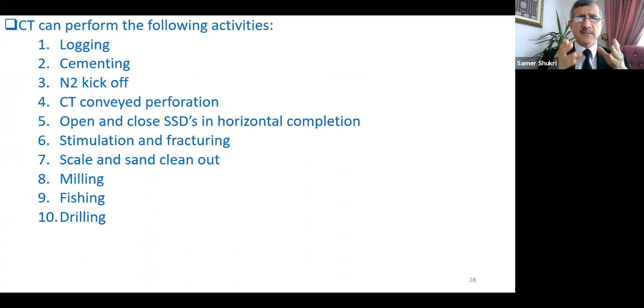So here are 10 activities that can be performed using the coiled tubing. For example, logging, cementing, nitrogen kickoff, coiled tubing conveyed perforation, close and open SSD in horizontal completion, stimulation and fracturing, scale and sand cleanout, milling, fishing, drilling, all of these. So a very wide variety of operations can be done using coiled tubing.